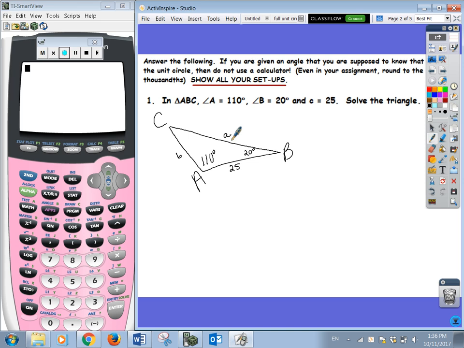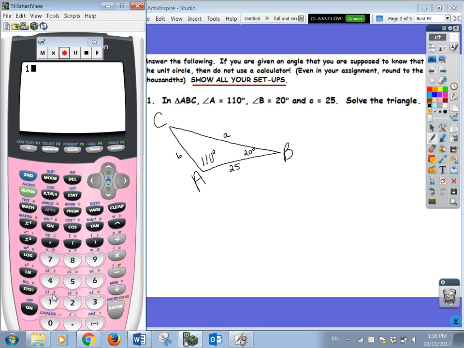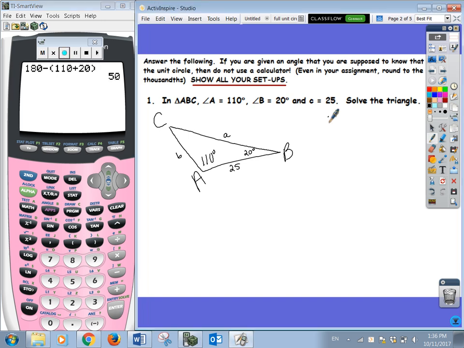Solve the triangle means find everything that is missing. So, the other thing that's missing in this is angle C. Angle C is easy to find. We don't even have to do any trick. We take 180, subtract 110 plus 20, and you have your missing angle, 50 degrees. So angle C is 50. Don't forget your degree symbol. All right, so there's one answer.